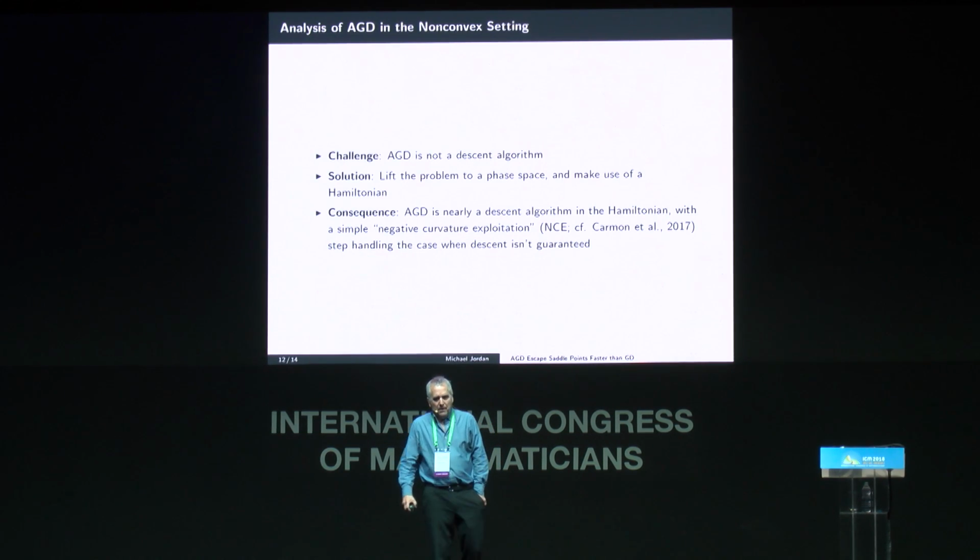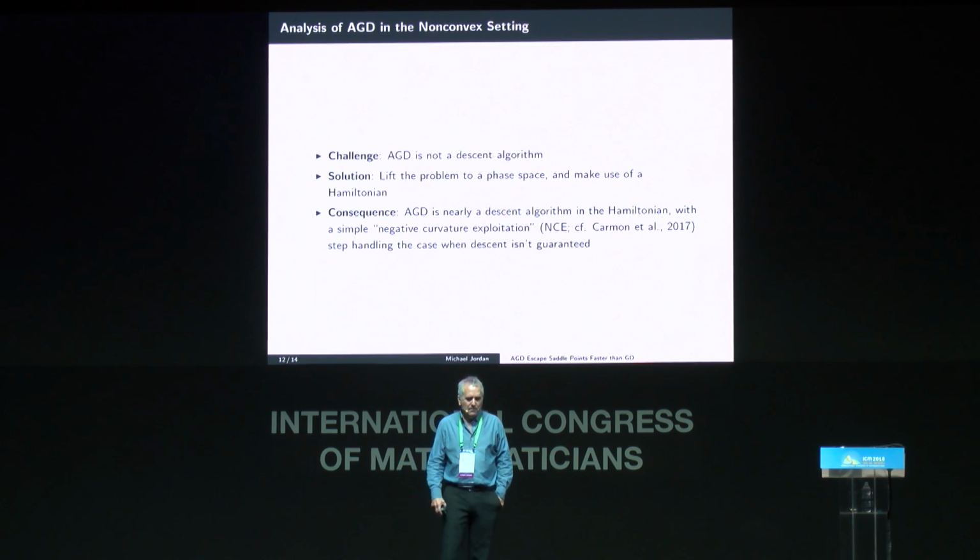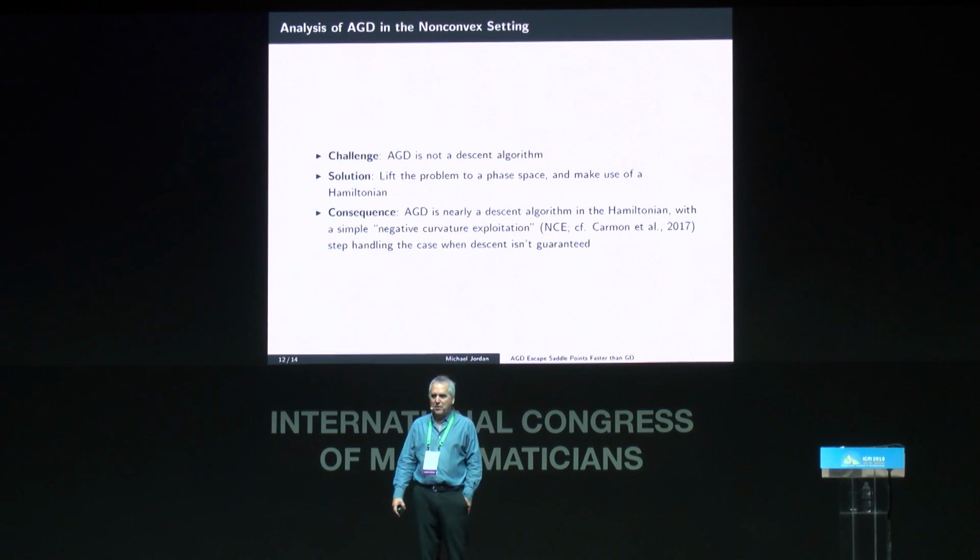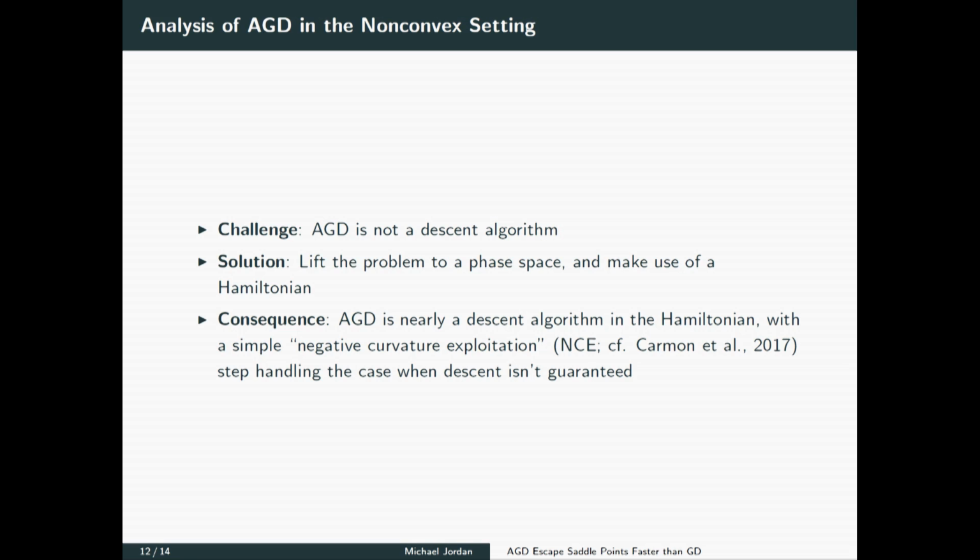Okay, so accelerated gradient descent, that's what AGD stands for, is not a descent algorithm, as I've alluded to. We have shown in the previous section that we want to lift the problem into a phase space, not just stay in the position space and make use of a Hamiltonian. Now, when we do that, it turns out that AGD almost becomes a descent algorithm, in the Hamiltonian, not in the original function value. And if it were just a descent algorithm, then in that case, we'd be really done. We'd have the best Hamiltonian for the problem.